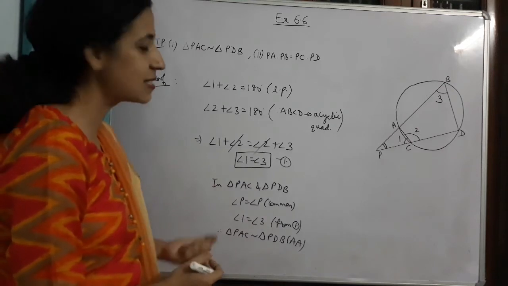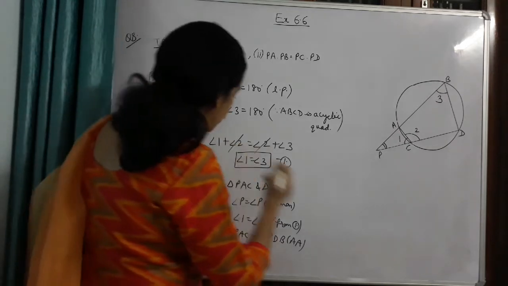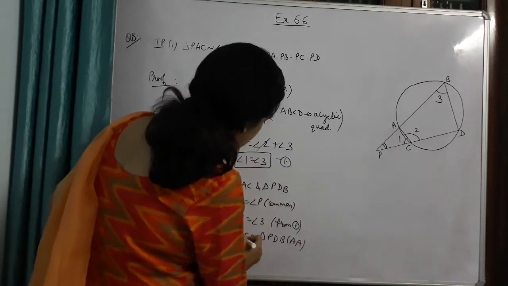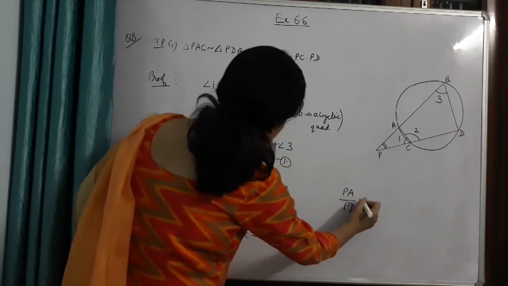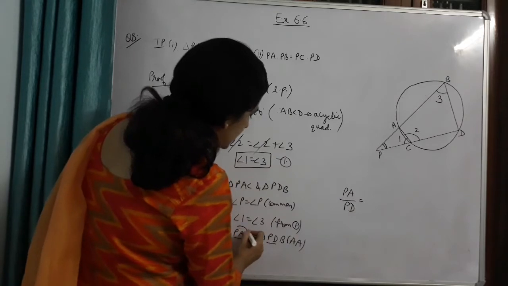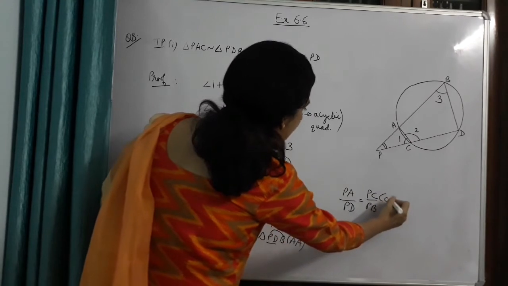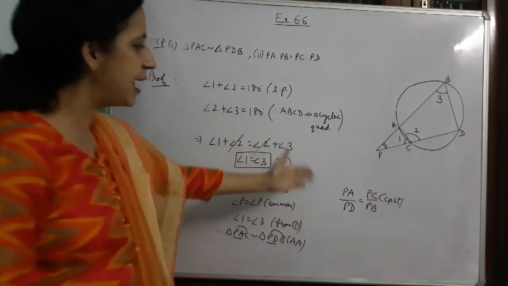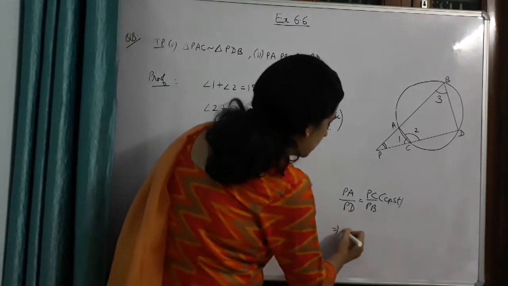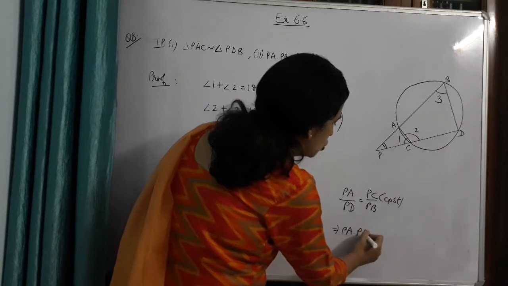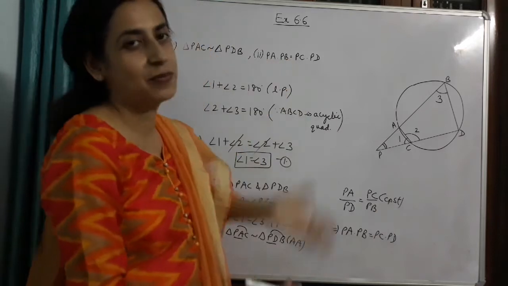And if the triangles are similar, definitely corresponding sides would be proportional. So let us take the ratio of the sides. So we take PA upon PD is equal to PC upon PB, by CPST. And then we simply cross multiply, we get the result. So on cross multiplication we get PA into PB is equal to PC into PD, and this is what we had to prove.